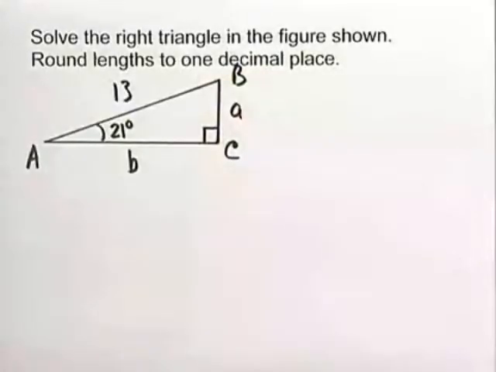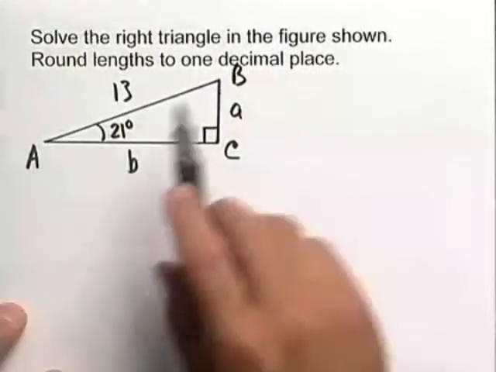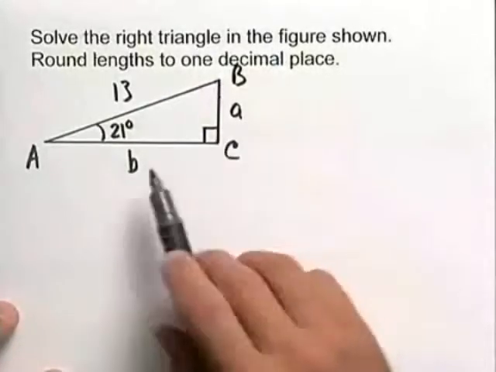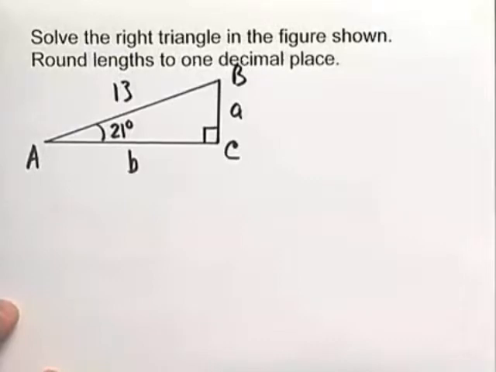Let's solve a right triangle. Okay, we have the figure here, triangle A, B, and C. Sides A and B we need to find, as well as angle B. We're given that the hypotenuse is 13 and that angle A is 21 degrees.